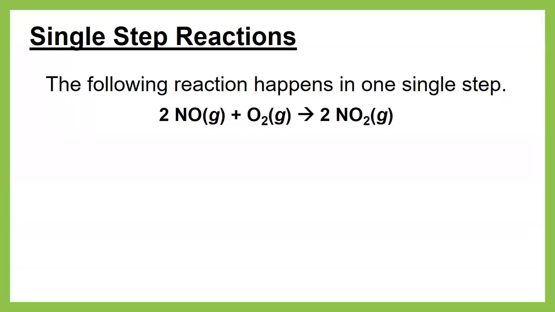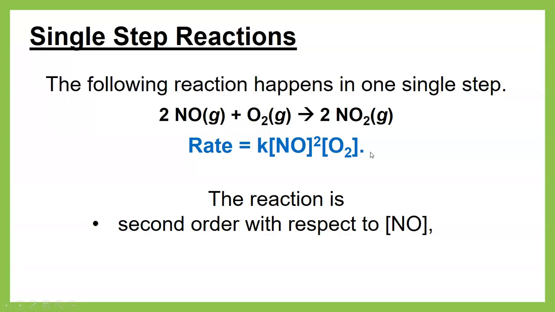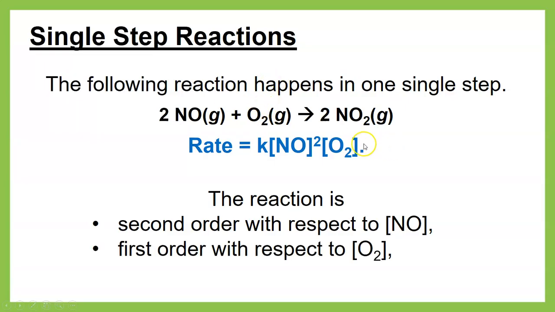So for example, this reaction does occur in a single step. So when I look at the rate law, I will notice that the order matches the coefficient for each chemical. We say that it is second order with respect to nitrogen monoxide, and that it's first order with respect to the oxygen. Overall, I would add those numbers together, and we find out it's third order overall. That only works when it's a single step.